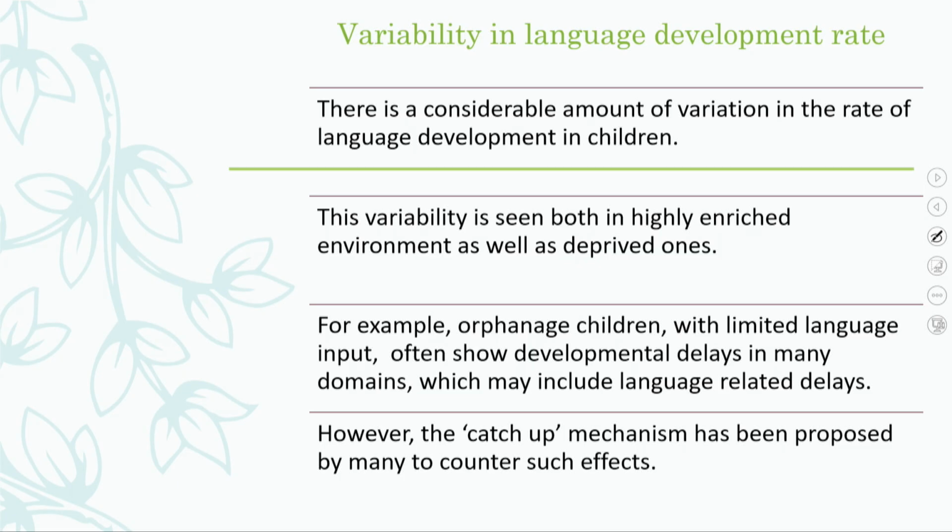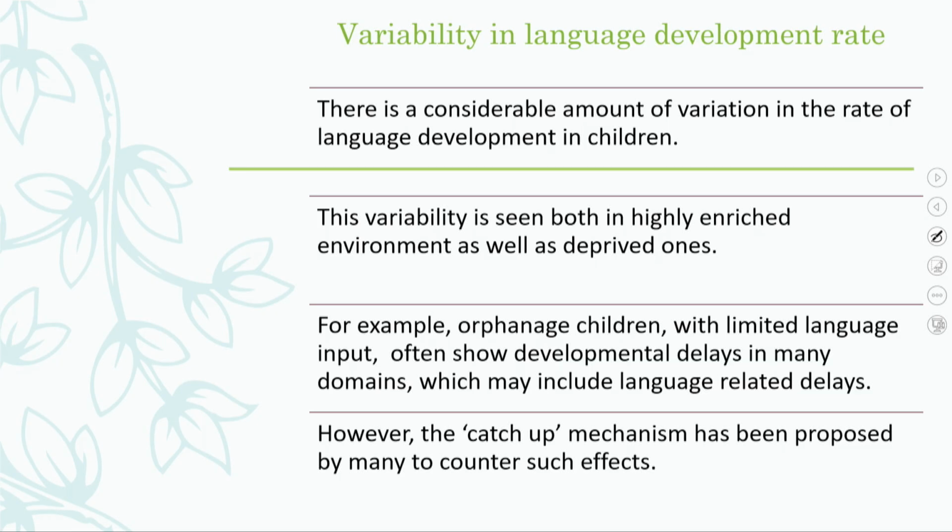So, there is a considerable amount of variation in the rate of language development in children. This variability is seen both in highly enriched environments as well as deprived ones. For example, some studies have looked at orphanage children with limited language input, who often show developmental delays in many domains, which may include language related domains. However, even though they might have serious deprivation in terms of linguistic and other kinds of input, there is a catch up mechanism of some sort that helps them in the later years.